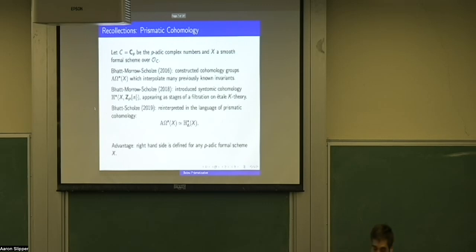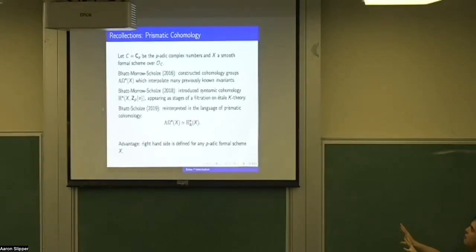The advantage of this approach based on prismatic cohomology is that it's no longer restricted to X of this particular type, like things defined over really big fields. This is an invariant which you can attach to any p-adic formal scheme, such as formal schemes that are smooth over Z_p, which is going to be the case of interest in this talk.